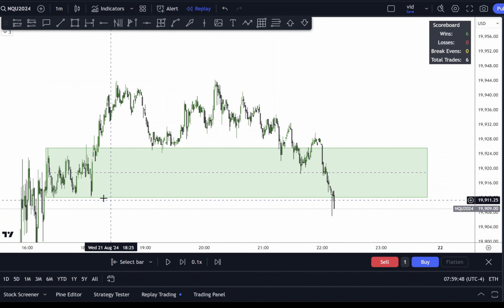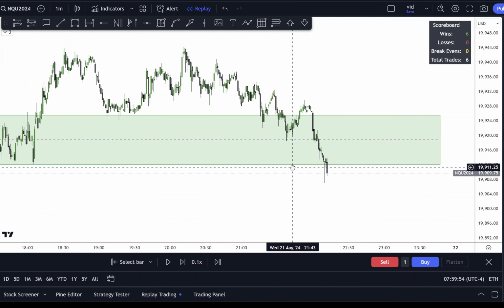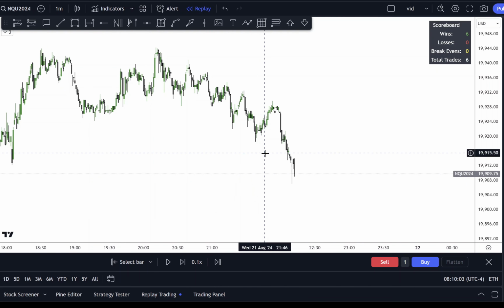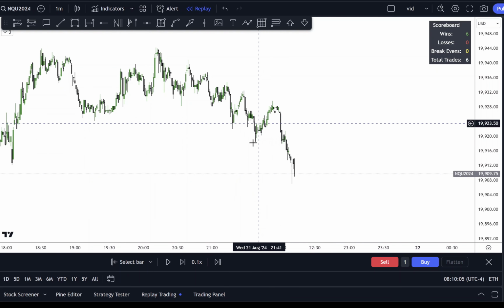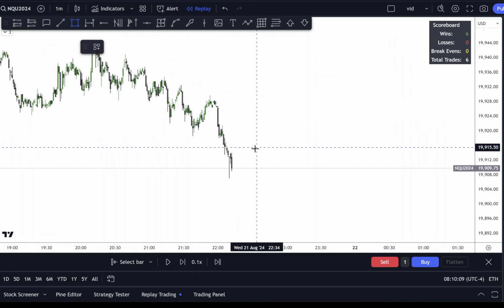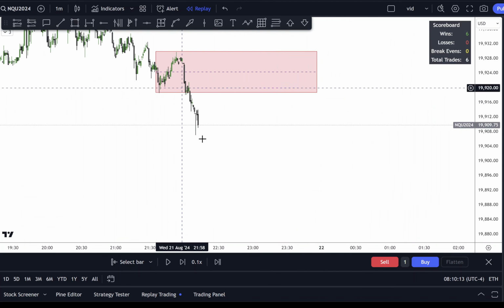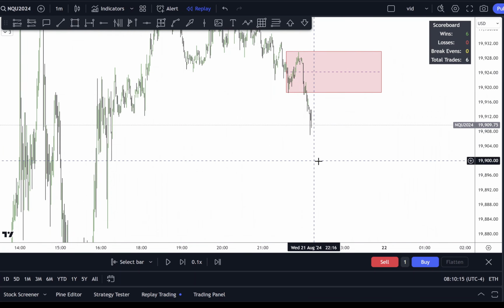Okay, now that we closed under this low, so now I'm sure price is now bearish. So now I'm either waiting for this zone to get tagged at its 50% and take the one-to-one, because this is my last zone, or I will wait for a new zone to be created.